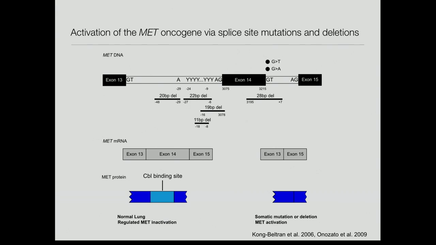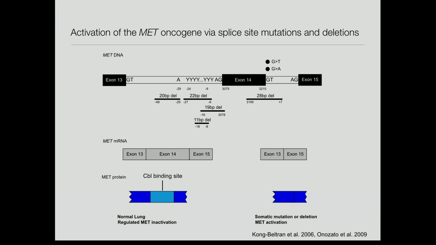So in a wild-type sample with no mutation, exon 14 would, at the protein level, contain a binding site for Cbl, which is a ubiquitin ligase. And so normally, MET can be ubiquitinated and then further degraded. However, if you skip exon 14, which can come about from any of these splice site mutations, then you remove that binding site, and so you get a more stabilized protein.